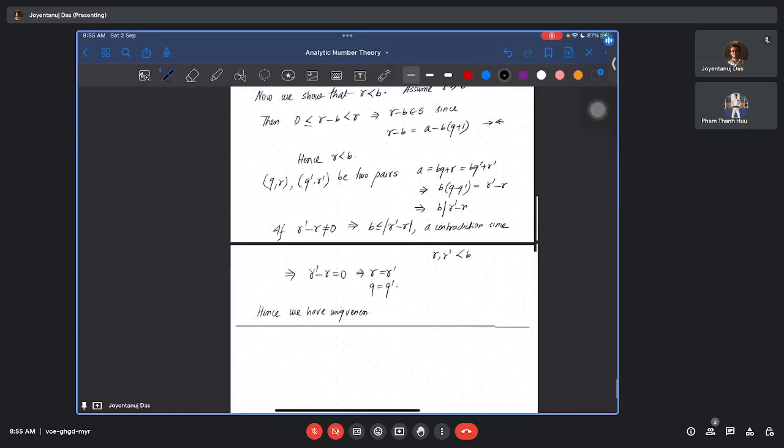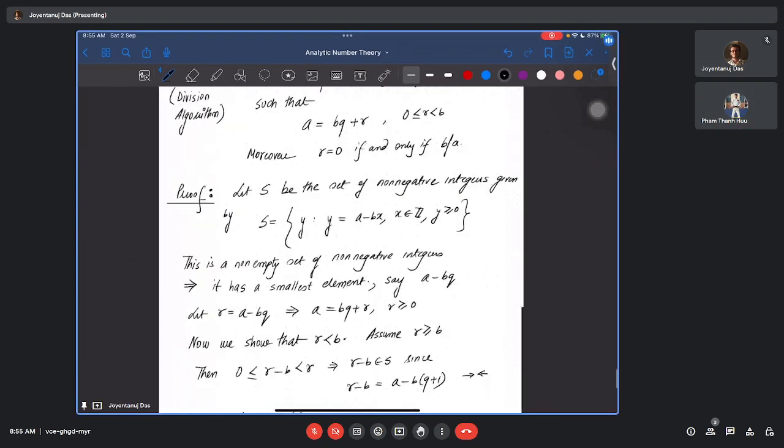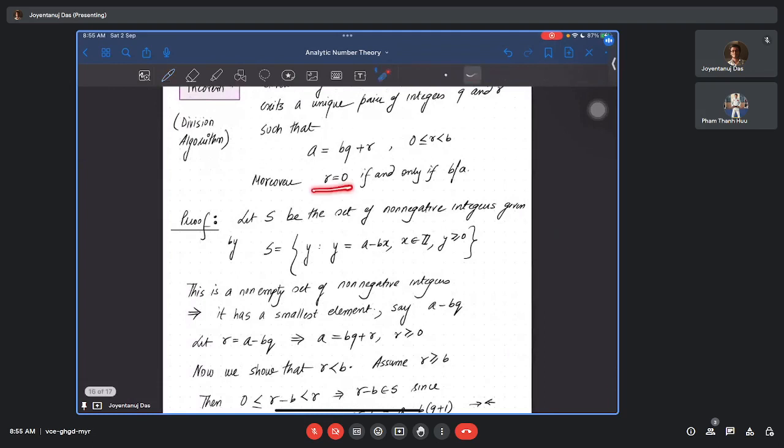The last part is nothing more. If r is 0, then of course b divides a, and on the other hand, if b divides a, r has to be 0, right?